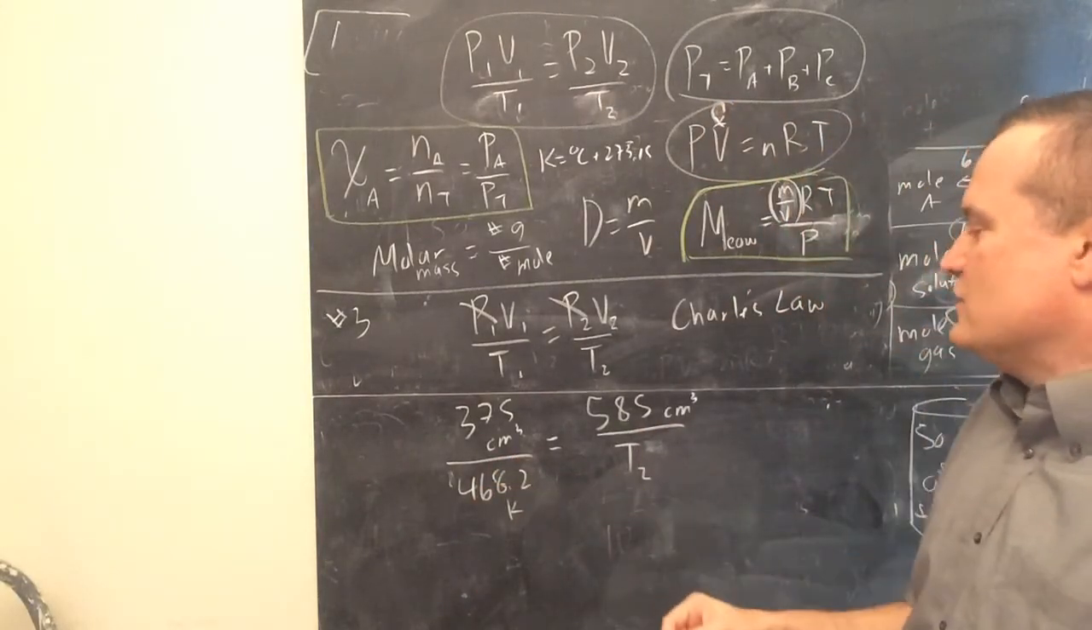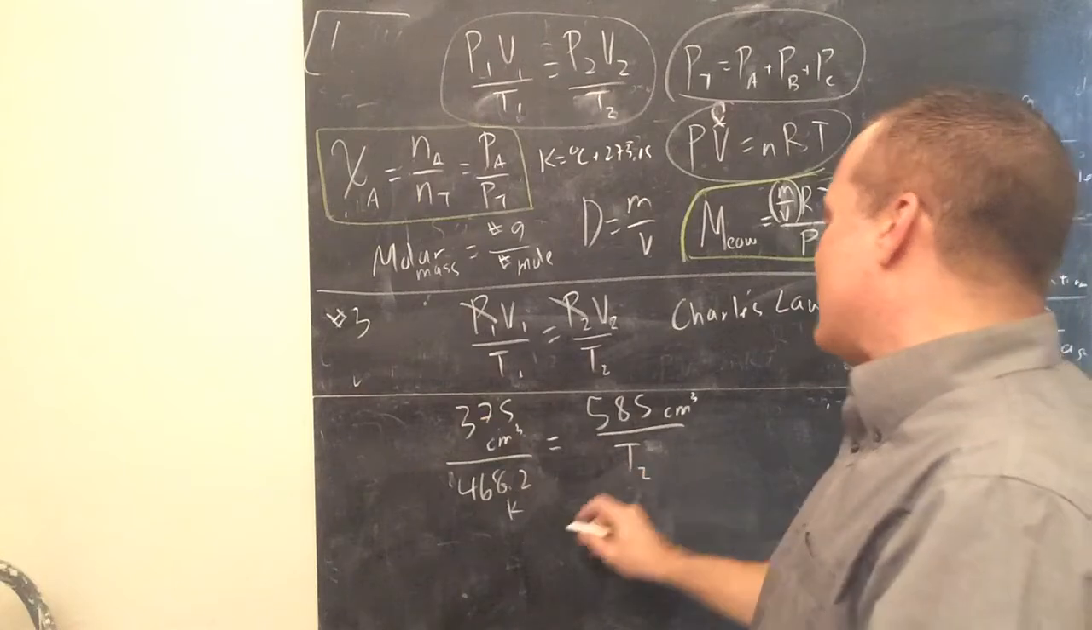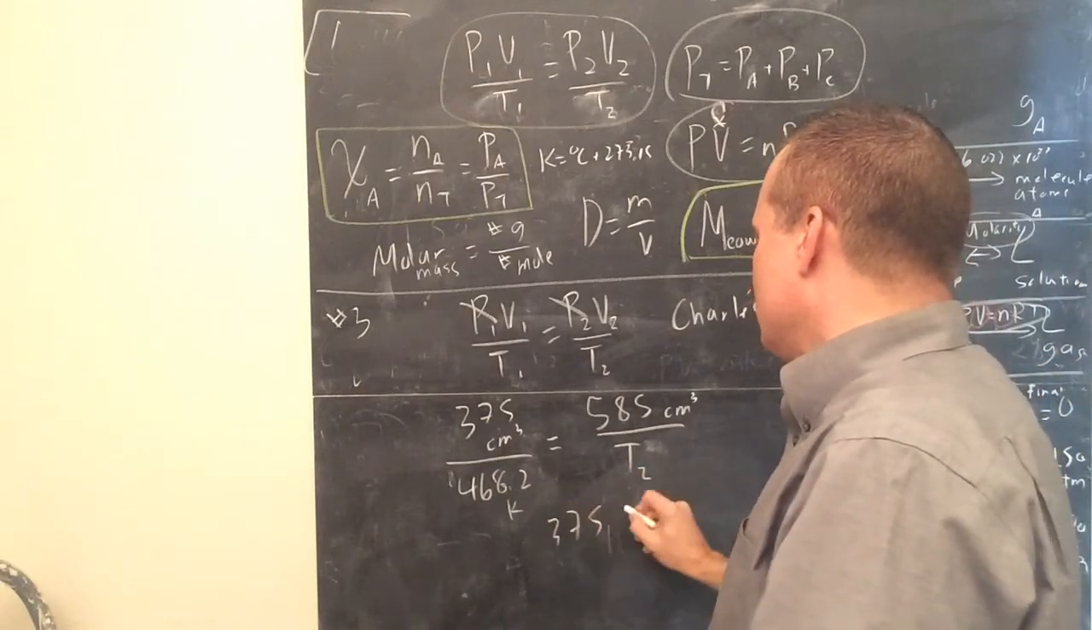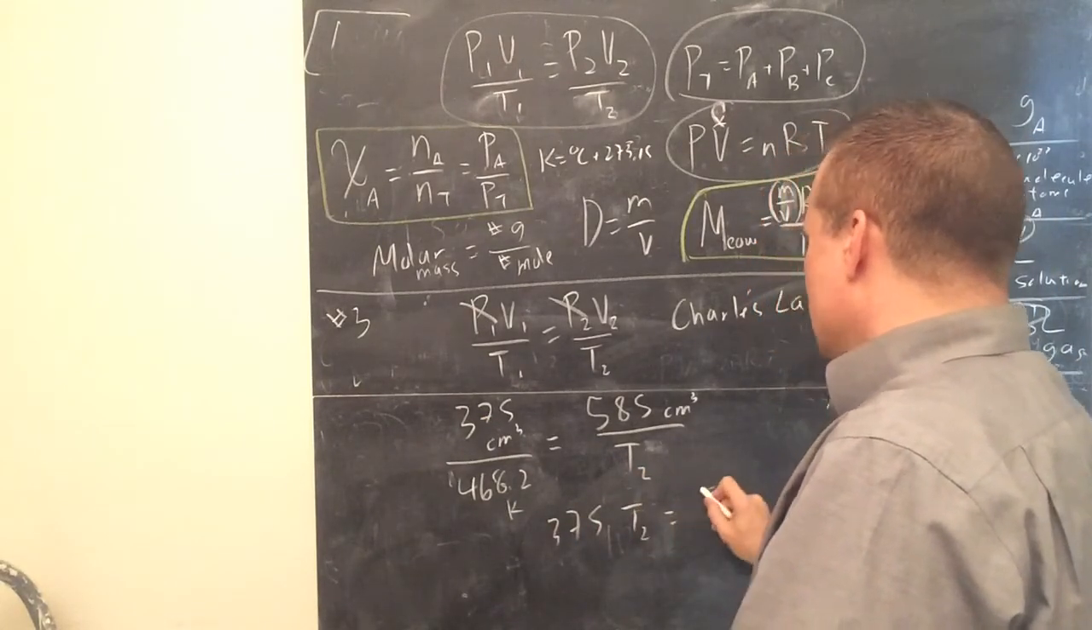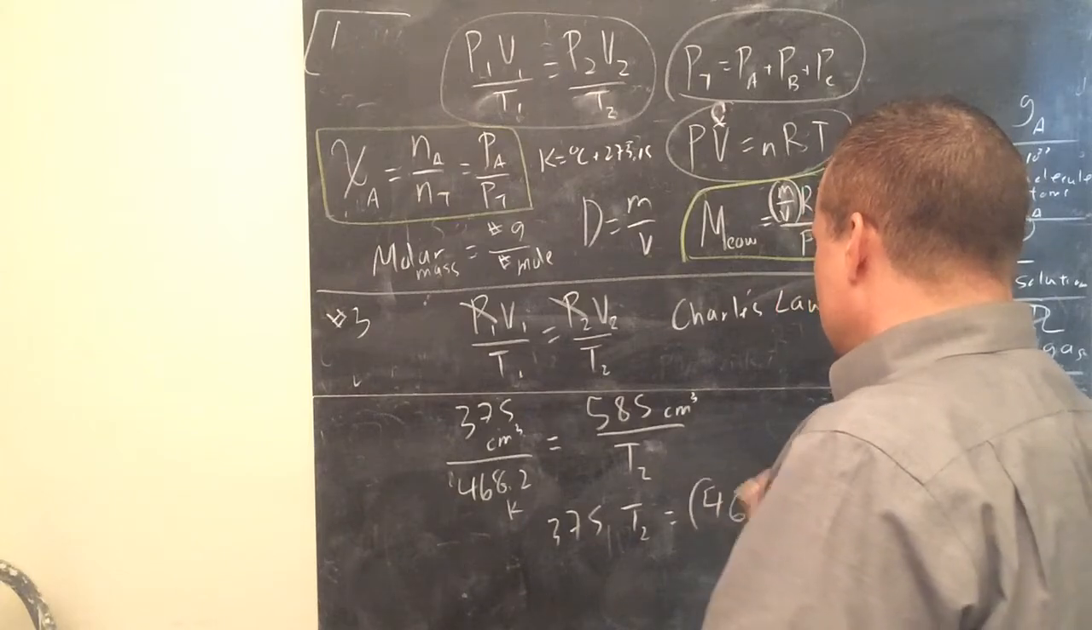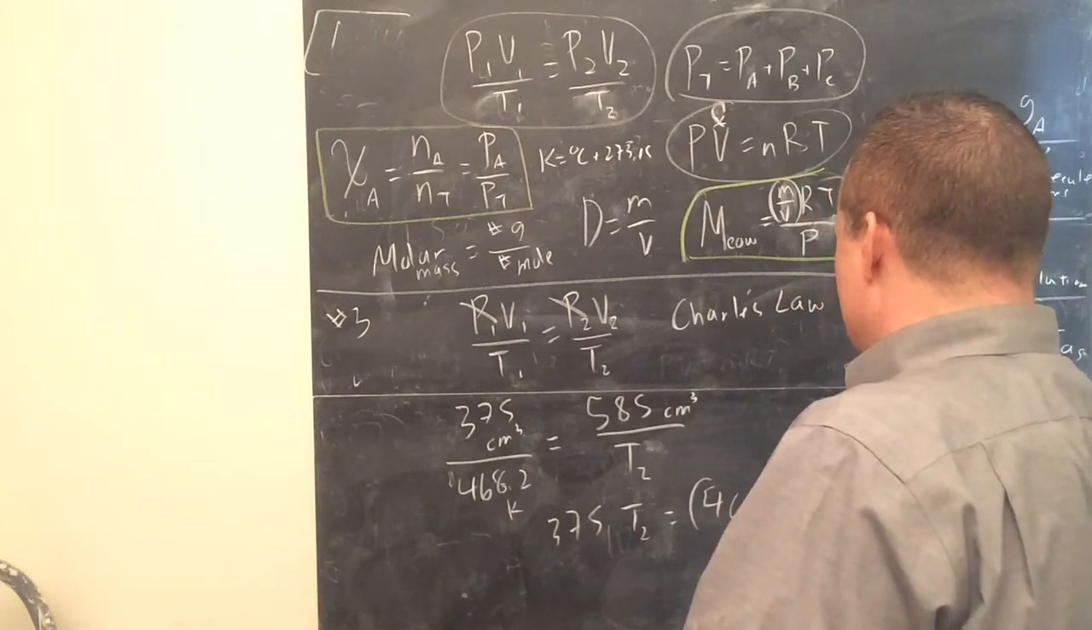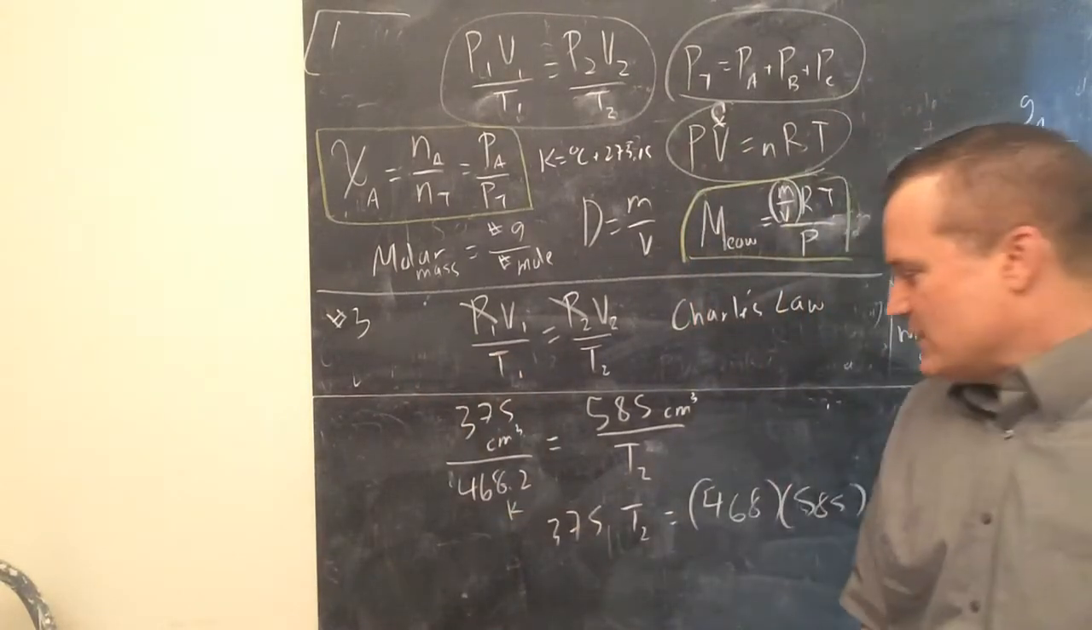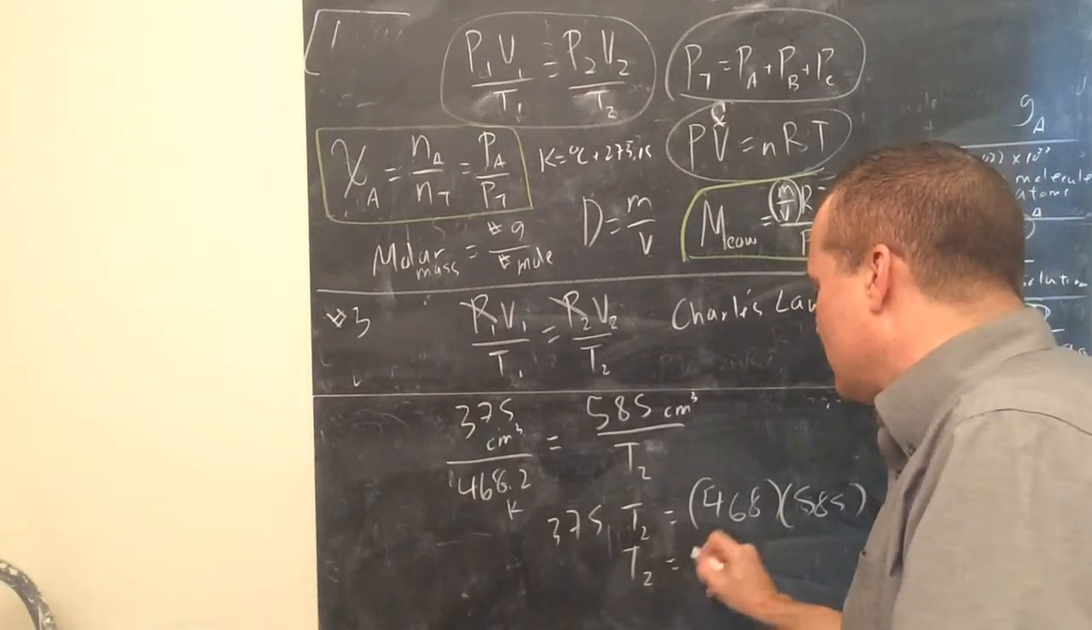Okay, then you, of course, will cross multiply. So 375 times T equals 468 times 585. And the math is there. So it gives you, T2 is 730.